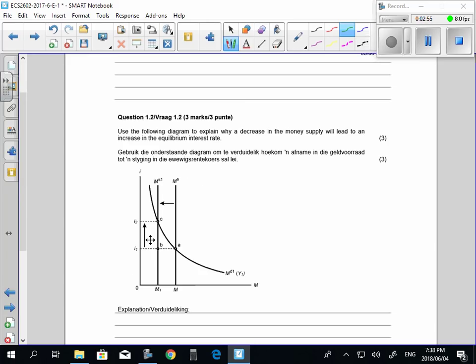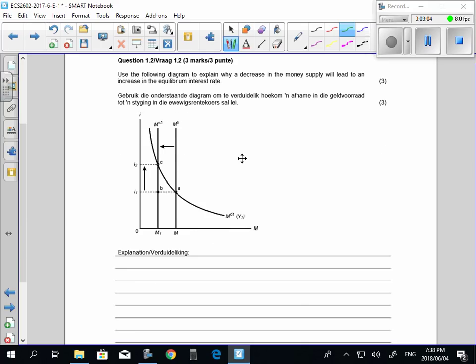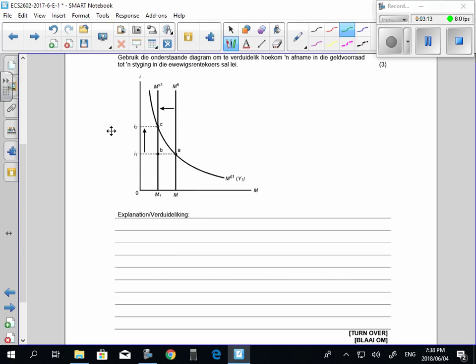Use the following diagram to explain why a decrease in the money supply will lead to an increase in the equilibrium interest rates. All right, so this is your money market chain of events. All right, so money supply is exogenous, determined outside of the model. And in this case, obviously, you can see that a decrease in the money supply decreases real money, increases your interest rates. Okay?